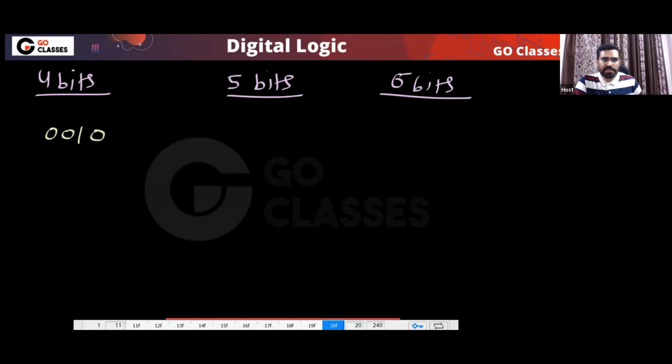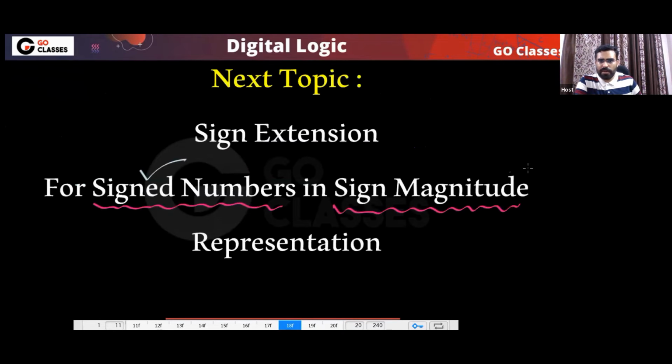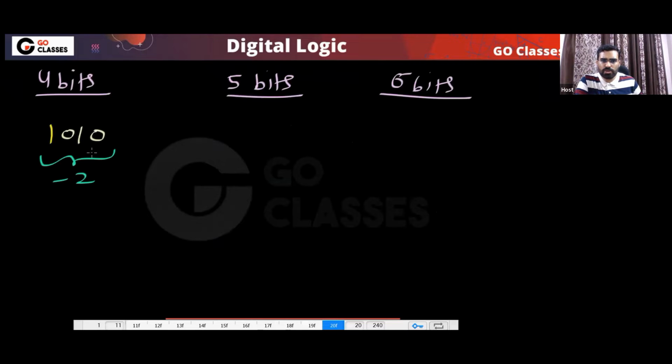Now let's see, if my original data is 1, 0, 1, 0, then what is this data? Can anyone tell me? This is minus and this is 2, so this is minus 2. Remember, I'm talking about sign magnitude representation for signed numbers. Now, how to put this minus 2 in 5 bits?